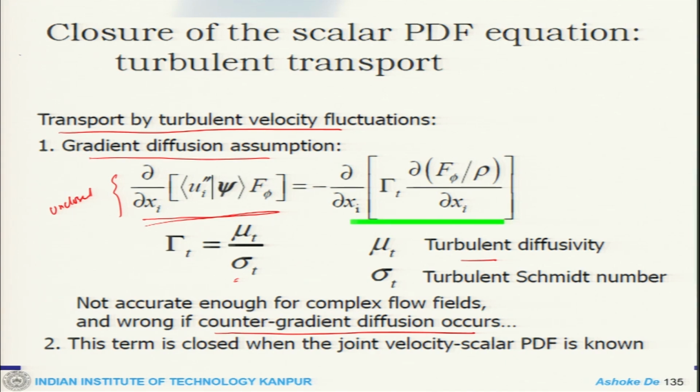Now, this term is closed when we take the joint velocity scalar PDF, but since the velocity statistics are not available from the scalar PDF information, that is why we have to close it, and the simple way to close it is this. Now, the second term on the right hand side which requires closure is this term, the fluctuating part of this term.